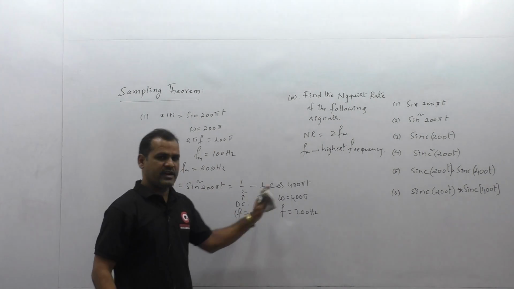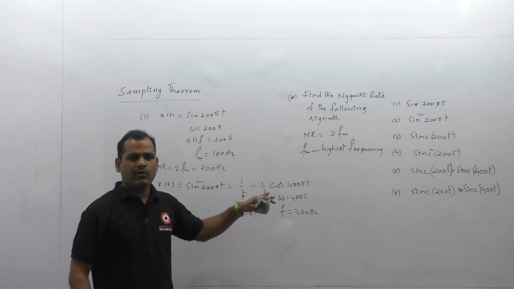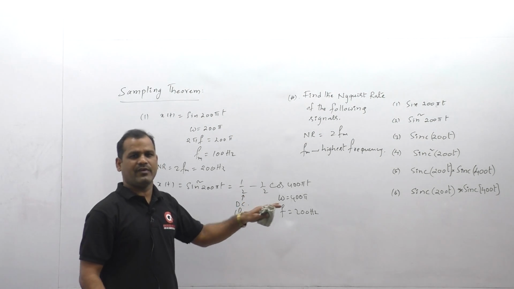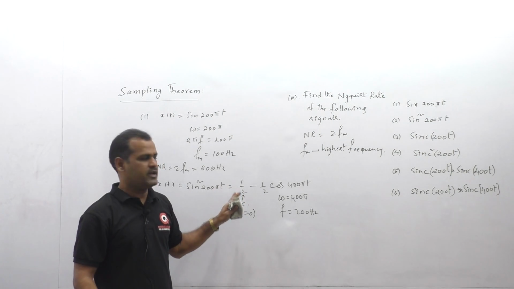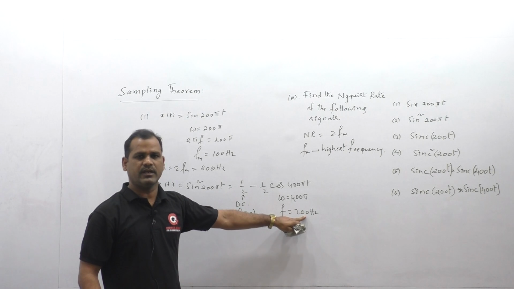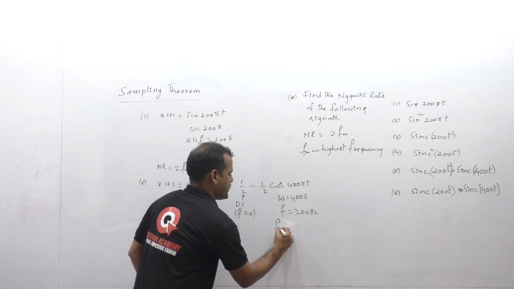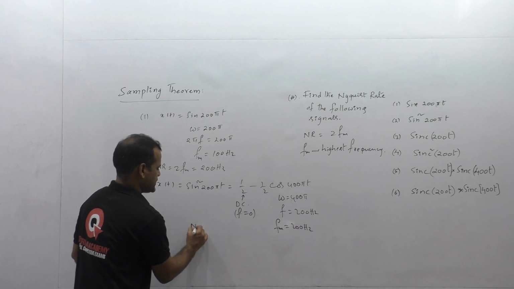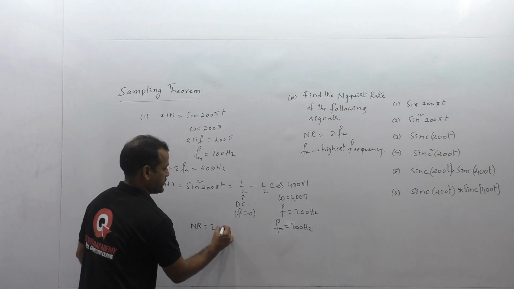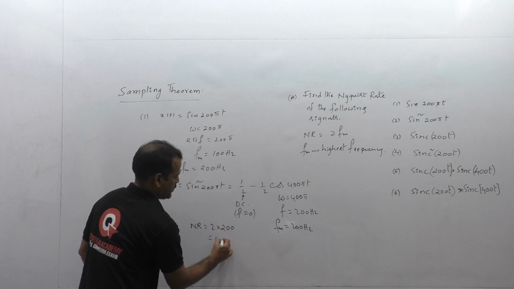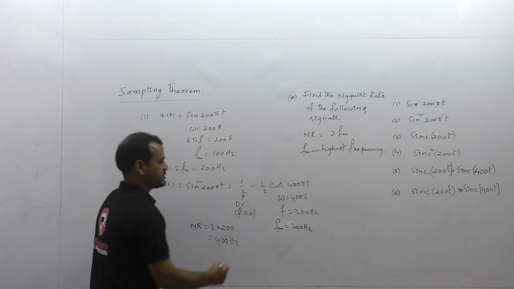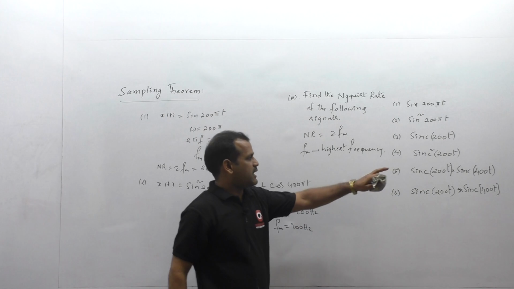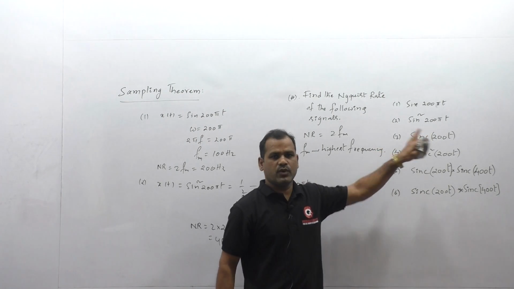So we have different frequencies in the given signal, which means we have to select the highest frequency of all the available frequency components. So 200 Hz is the highest frequency component FM for this signal, and hence the Nyquist rate of this signal should be twice FM. We have 400 Hz as the Nyquist rate for the second signal. Now for the third signal, sinc 200t.